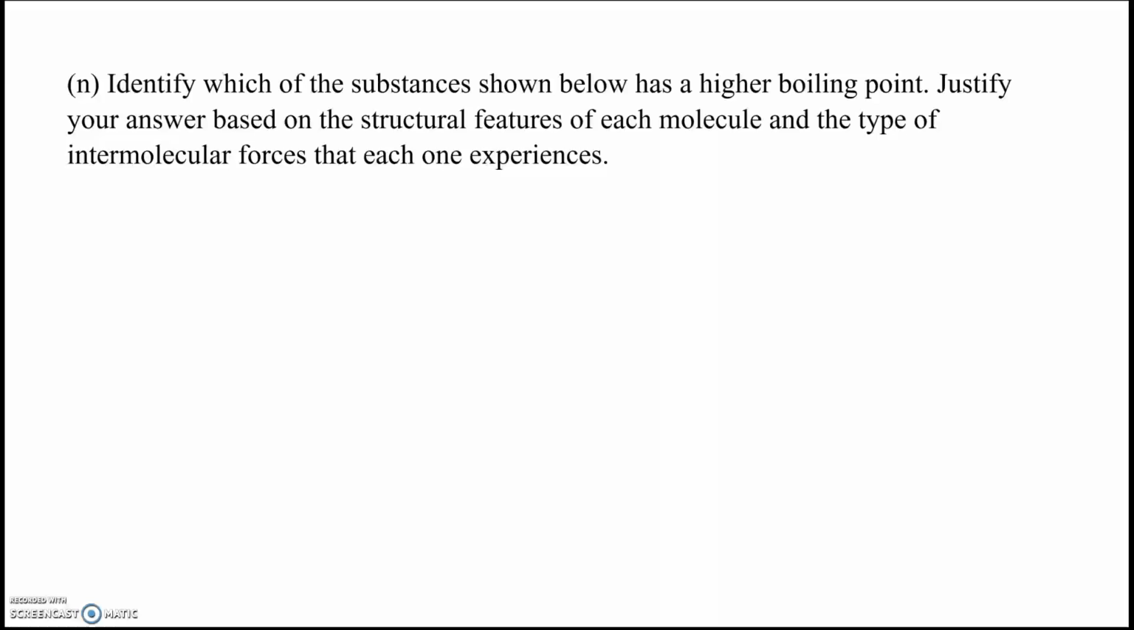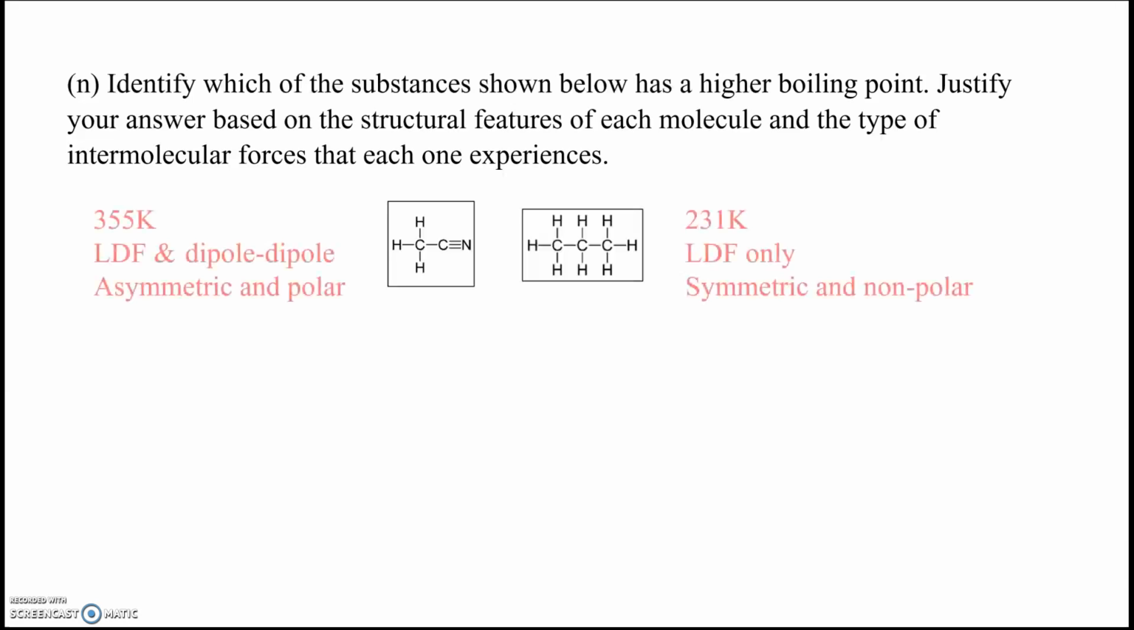Letter N, we need to identify which of the substances shown below has the higher boiling point and justify our answer based on structural features which drive the IMFs. Here's our 2 molecules. Very similar in weight. The one on the left has a boiling point of 355 Kelvin. The one on the right, markedly different at 231 Kelvin.